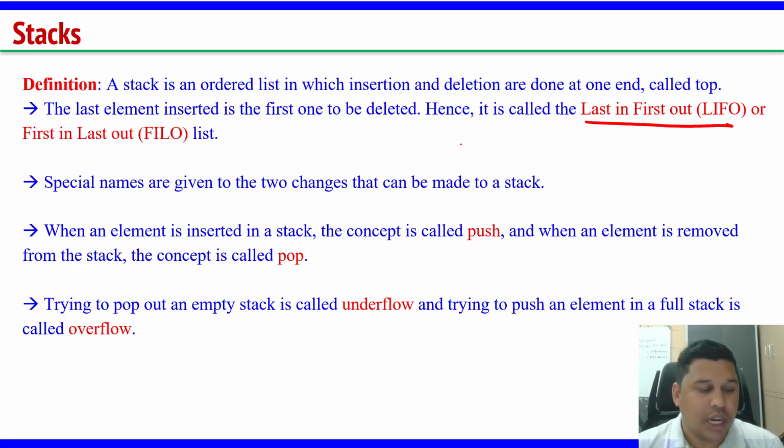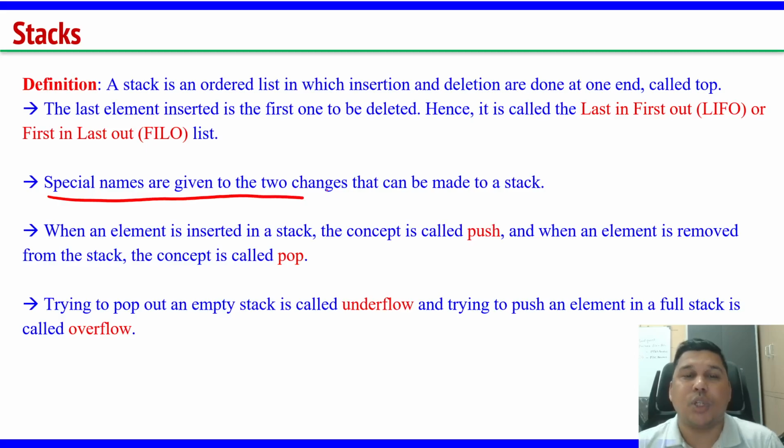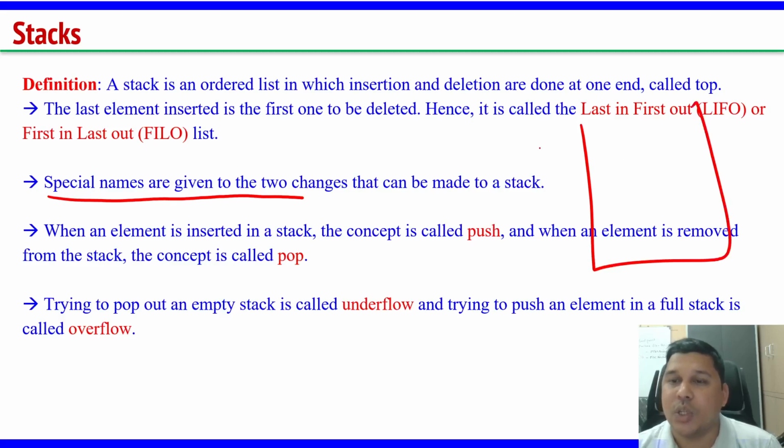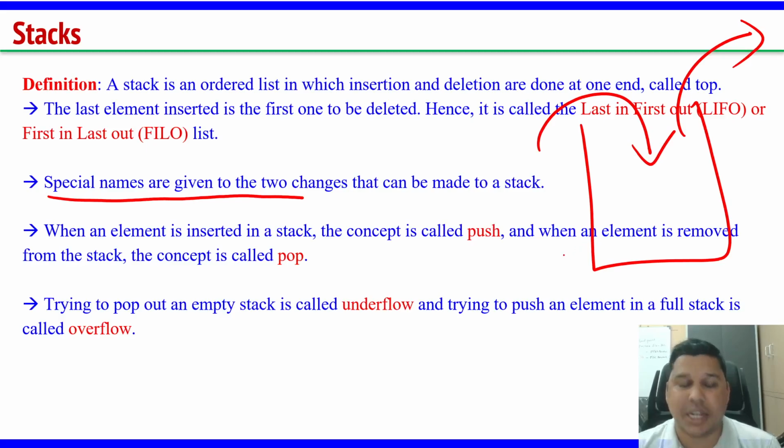That's why it is called last in first out, or first in last out list. We say LIFO list, last in first out. Some special names are given to the two changes that can be made on a stack. What you can do in a stack is insert elements and delete elements. Those two operations you can do, so special names are given to them.